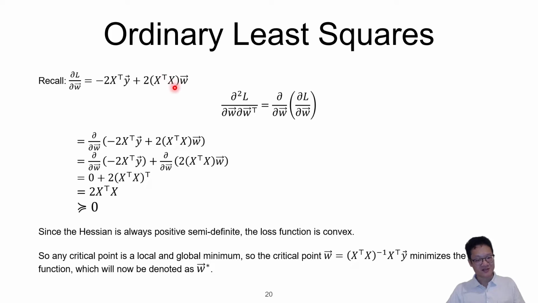So this is the gradient of the loss function. What we're going to do is take the Jacobian of the gradient, which gives us the Hessian. And if we can show in the end that the Hessian is positive semi-definite, that means that the loss function must be convex. So let's do this.